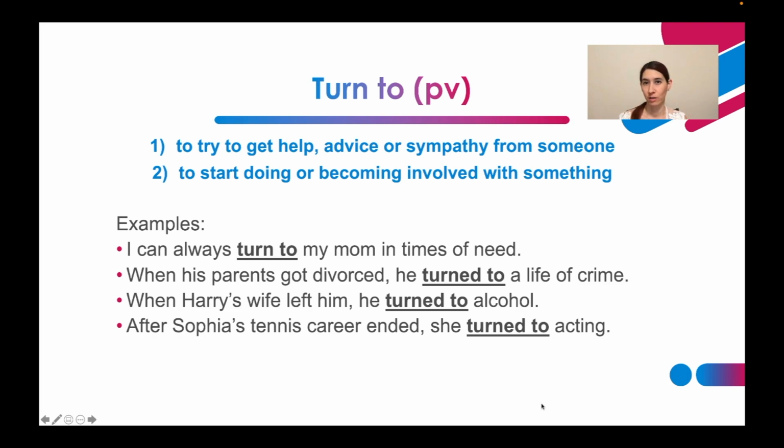When his parents got divorced, he turned to a life of crime. Here, this would mean the second meaning. He started becoming involved with criminal activity. When Harry's wife left him, he turned to alcohol. Again, this is the second meaning. He started drinking alcohol, and he probably used that to soothe the pain of his wife leaving him.